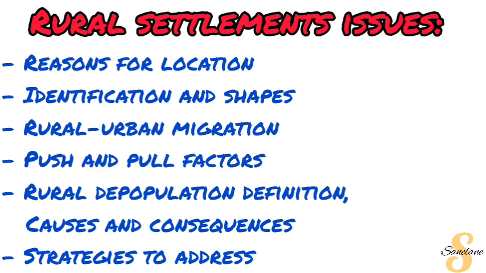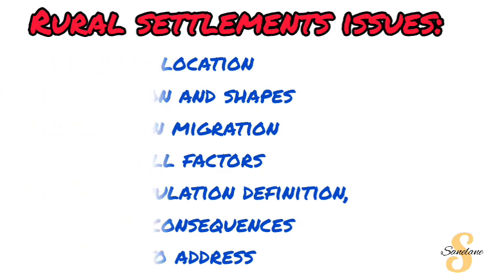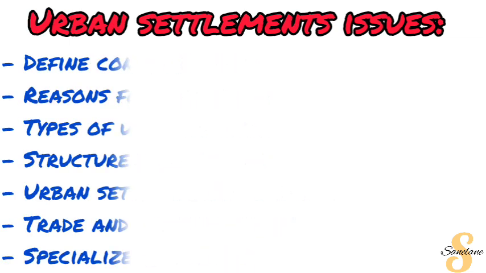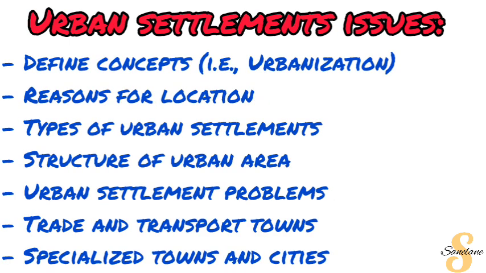So rural depopulation is basically the rural to urban migration. So how do we avoid it, in a sense? Then the topic ends off now with the urban settlement. So we were just looking at the rural settlement issues. Now we are getting into the urban settlement issues, which you will have to start with defining concepts.